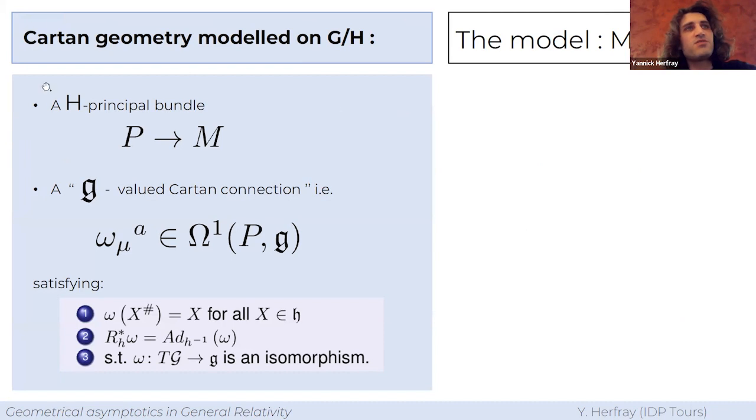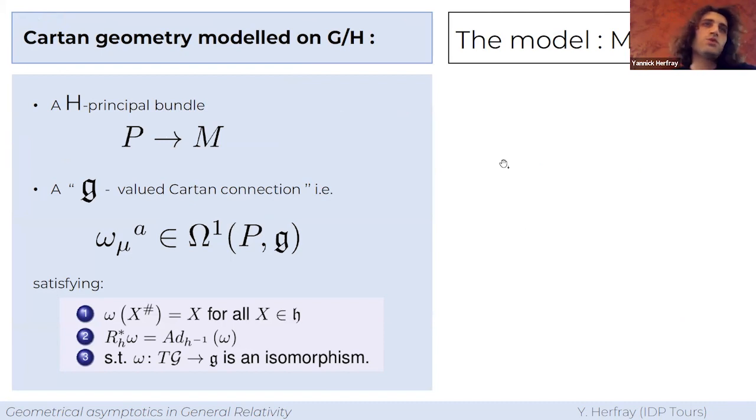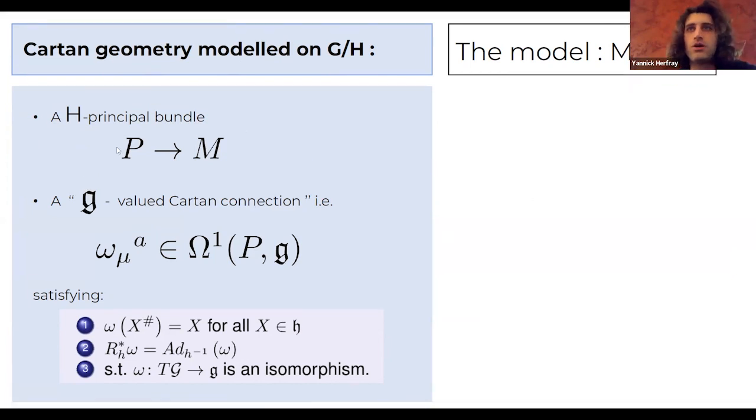What are the pieces of data that you need to construct this? Let me be brief on this, but still there are two essential things that I want to highlight. You need two things. First, you need an H principal bundle, so you quotient by H. In the curved Cartan geometry model, the fact that you quotient by H is realized by the fact that you want an H principal bundle. And then the presence of G is realized by the fact that you want a G-valued Cartan connection.